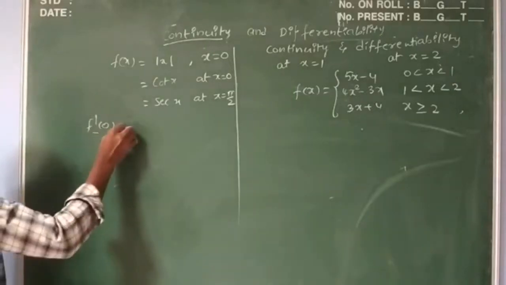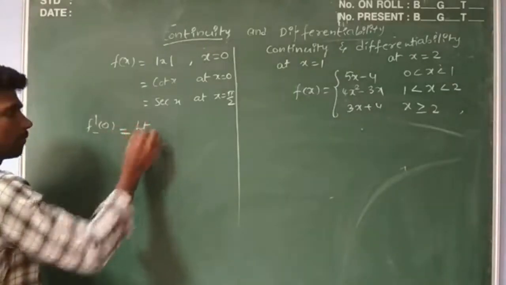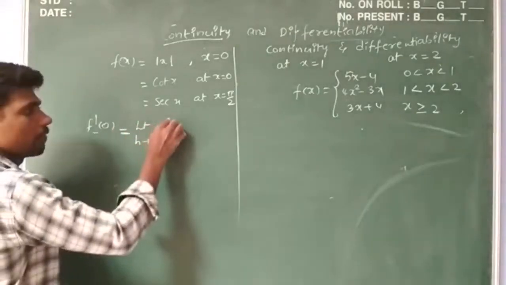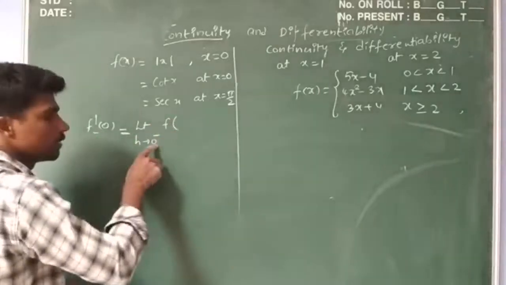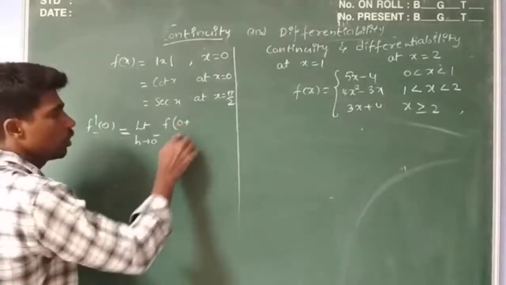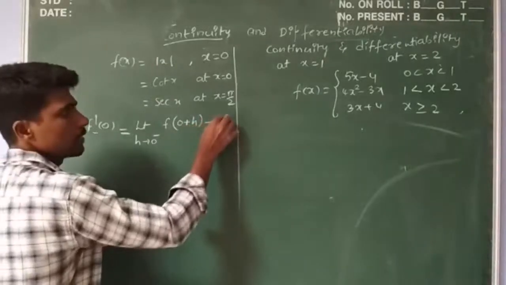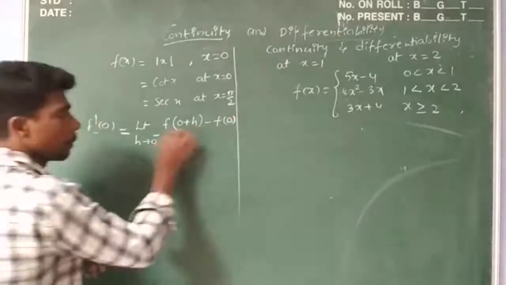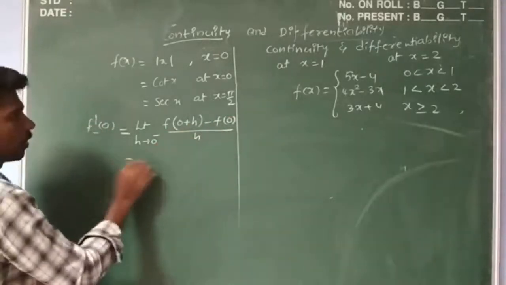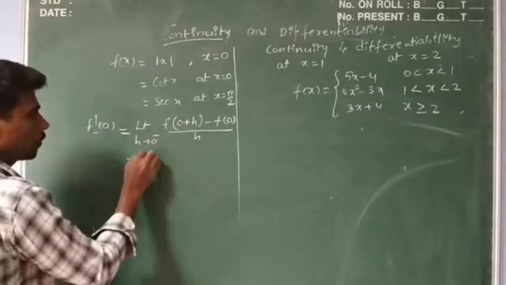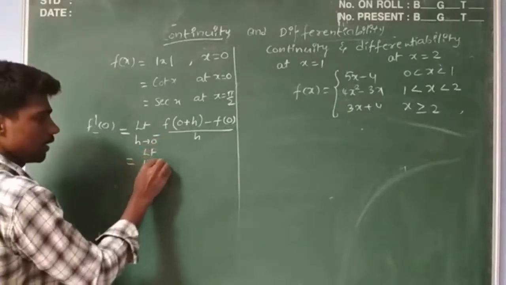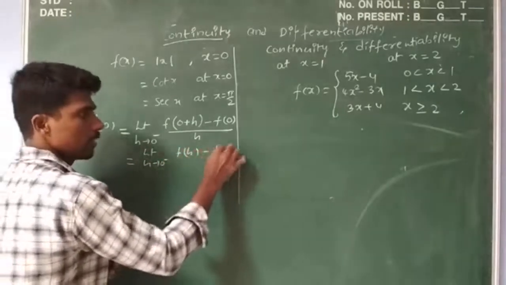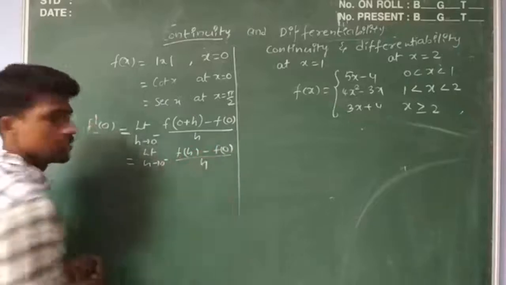So this can be written as limit h tending to 0 minus [f(0+h) minus f(0)] by h. Now, 0 plus h is just h. So limit h tends to 0 minus [f(h) minus f(0)] by h.